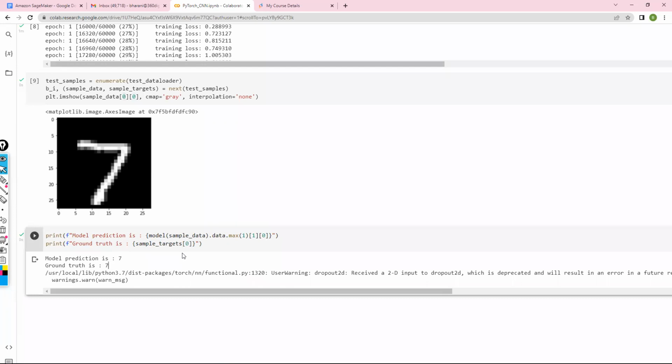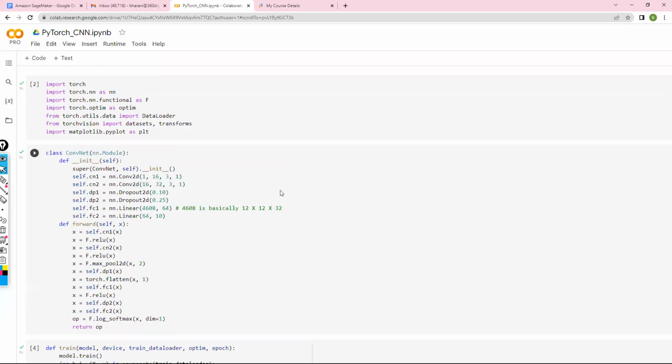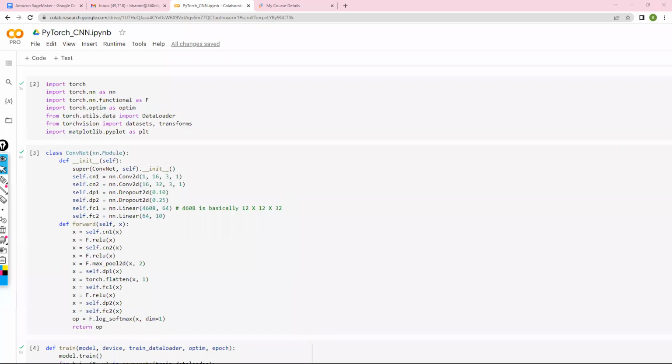So here ends the story with respect to PyTorch CNN. Now let's get into RNN, recurrent neural network. Let me go to the RNN slides.